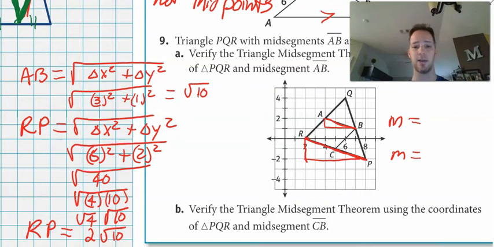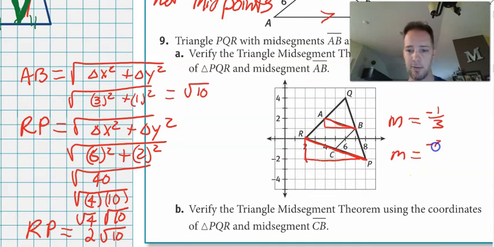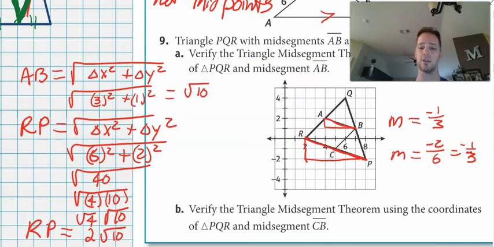For the slopes, I can find the slopes. I get rise of -1, run of 3. And for the slope of the other line, I get rise of -2, run of 6, which simplifies to -1/3. So I do get that the slopes are congruent, so the lines are parallel. So both of those distances prove that the midsegment is half of the third side, and the slopes prove that they are parallel to each other.